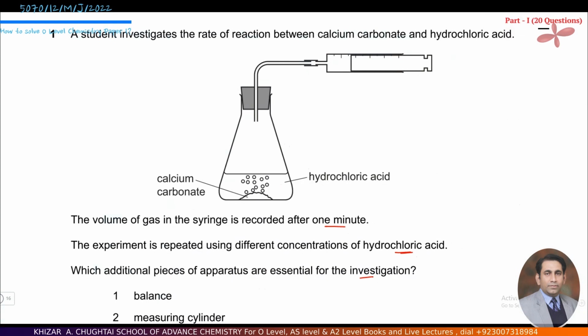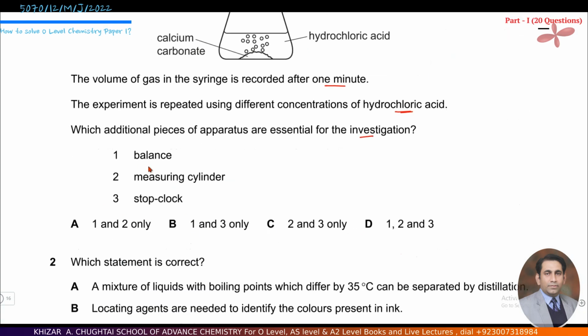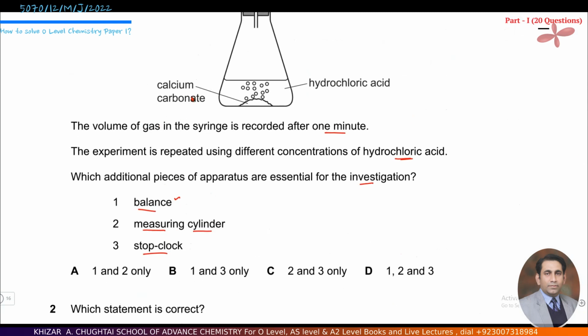Number one, balance. Number two, measuring cylinder. The third one is stop clock. Yes, balance is essential to measure the mass of calcium carbonate every time. It's a solid, so its mass will be measured with the help of a balance. Come towards the second one, the measuring cylinder. It is also essential to measure the volume of aqueous hydrochloric acid, that is a solution basically.